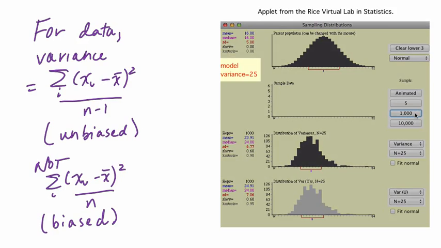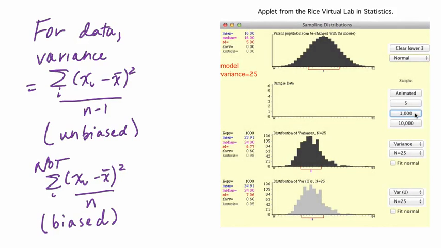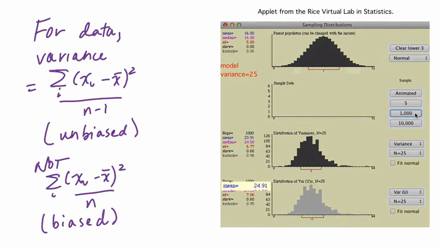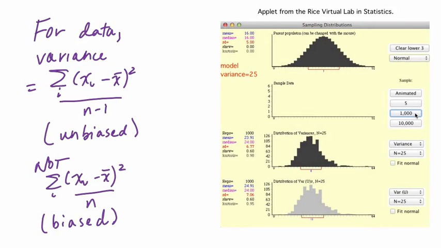Again, the theoretical model had a variance of 25, and here we see the biased version has a mean of 23.91, not too far off from 25. But the unbiased version of the variance has a mean that is much closer. The mean of its distribution is 24.91. So that's a very short demonstration of why it's necessary to divide by n-1 when calculating the variance from data.